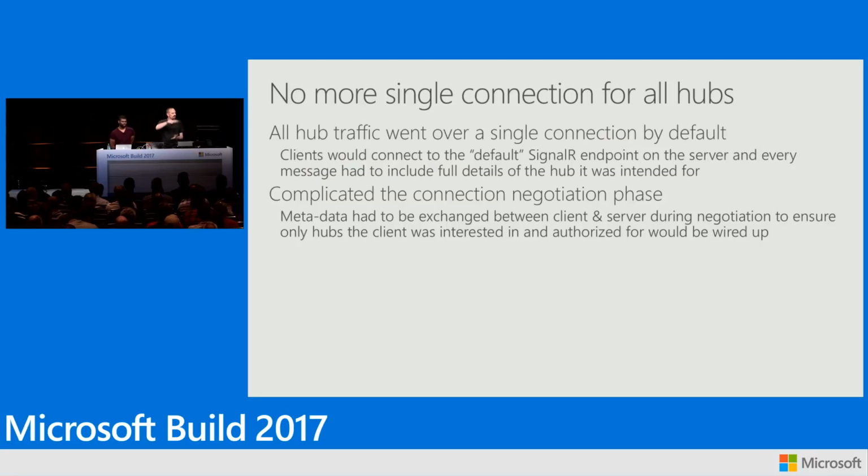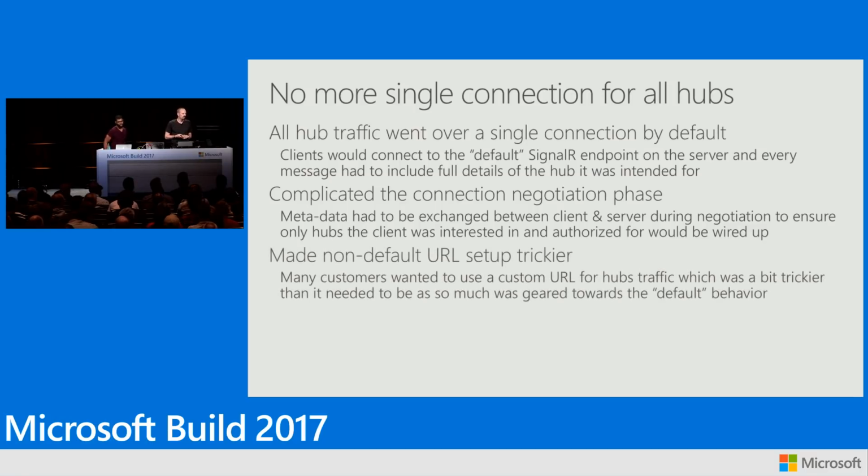I don't know if you've ever looked at the data that goes over a SignalR connection. I'm assuming you have. And if you look at the connection phase where you first connect, there's a whole bunch of crap that goes on. There's like 4 requests and JSON payloads and all types of rubbish. And it's like, I just want to connect with a WebSocket and get data. Why is this so hard? Great question. We're trying to make that much easier in the new one. And so by removing and changing some of these things, we can simplify a lot of how SignalR works, which is good. It also made the non-default URL setup trickier.